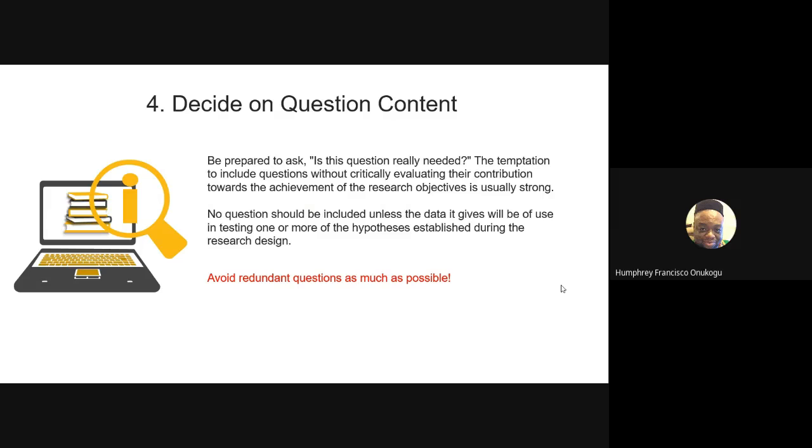is usually strong. A lot of times, after you have gathered secondary data, interviewed a small proportion of respondents, brainstormed, and done focus group discussion and all that, a lot of questions will come up. You have to resist taking questions that will not contribute towards the achievement of the research objectives. No question should be included unless the data it gives would be of use in testing one or more of the hypotheses established during the research design. Avoid redundant questions as much as possible. These are questions that are just there, they contribute to the questionnaire, but their usefulness to the research objectives, meeting the hypothesis, is very low.